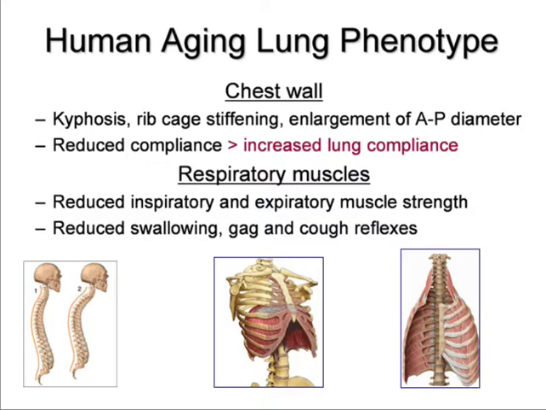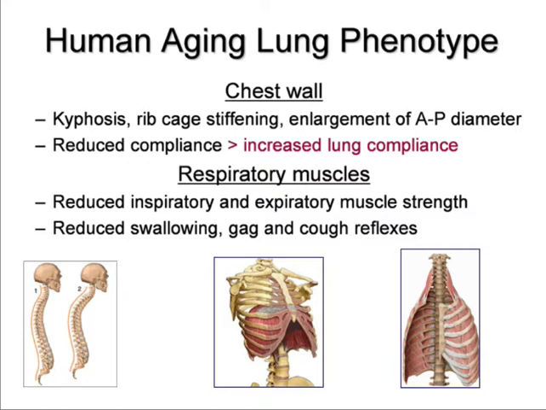Let's examine the compliance changes with aging in more detail by not just looking at the lung parenchyma, but also looking at the musculoskeletal compartment. The musculoskeletal thoracic compartment is comprised of the ribs, sternum, spine, and the respiratory muscles, including the diaphragm. Although I told you that the lung compliance is increased with aging, the chest wall, or specifically the thoracic cage compliance, is reduced with aging.